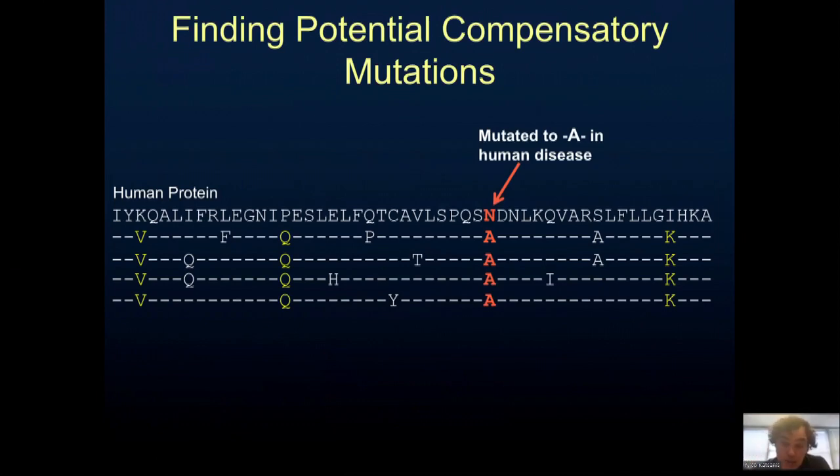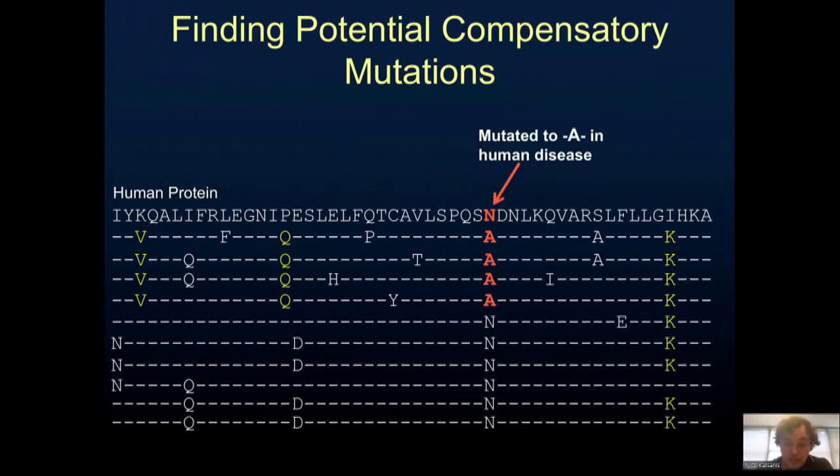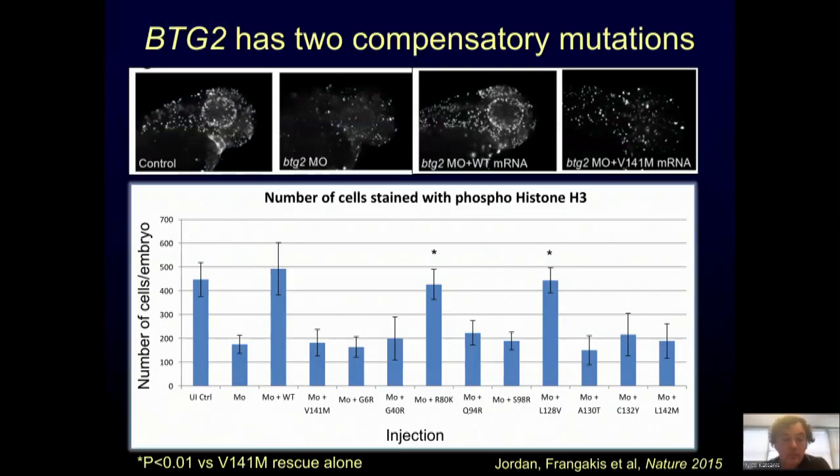Then the formal test is that we will take the human sequence in which the alanine is acting as a pathogenic allele, and we will start reintroducing each of the valine, glutamine, and lysine, and we will seek to convert each of these back to wild type. And that's exactly what happened.